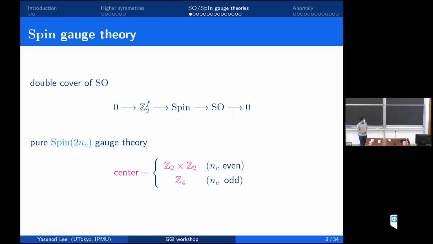And the center of the spin 2NC group is known to be either Z2 times Z2 for the NC even case or Z4 for the NC odd case. So in pure spin 2NC gauge theory, these centers become the one-form symmetry of the theory. So that's the spin gauge theory. And from this spin gauge theory, when you gauge a Z2 subgroup of the center one-form symmetry, you actually get SO 2NC gauge theory. So let's see why that's the case.